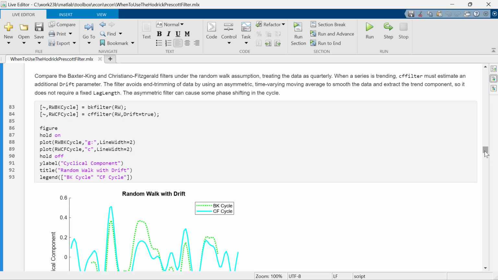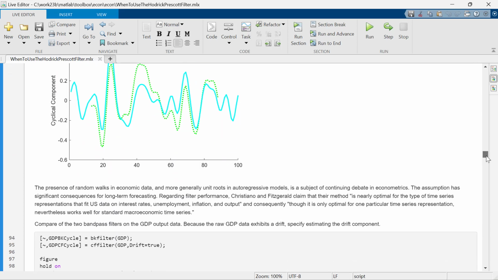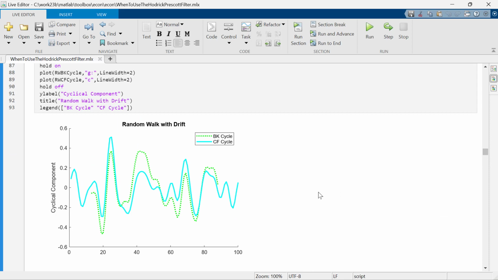And we can see, if we look at the results, that the Baxter-King and Cristiano-Fitzgerald filters are similar on this scale in terms of the cycle that they extract. So there are two different versions of a bandpass filter. You can see that the BK filter trims data at both the beginning and the end of the data.